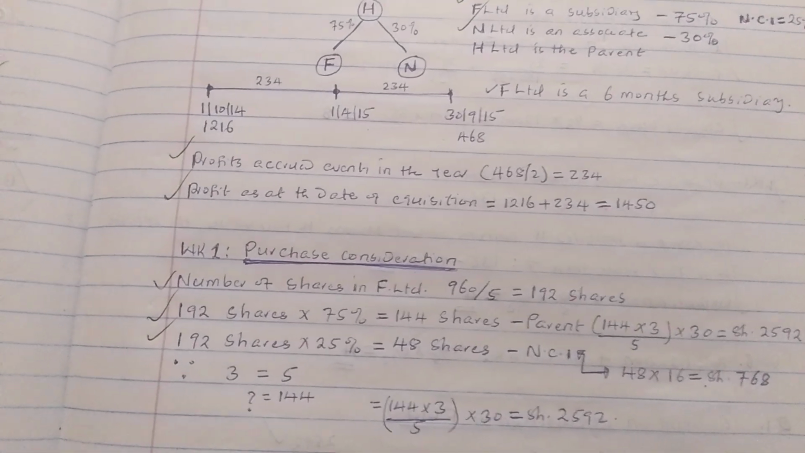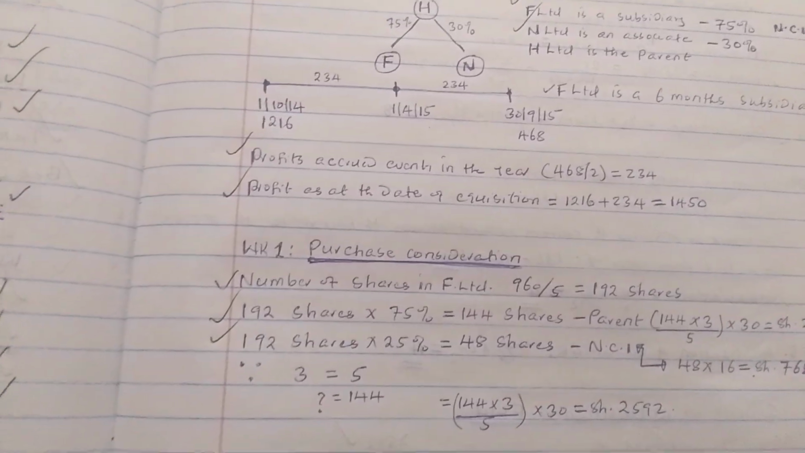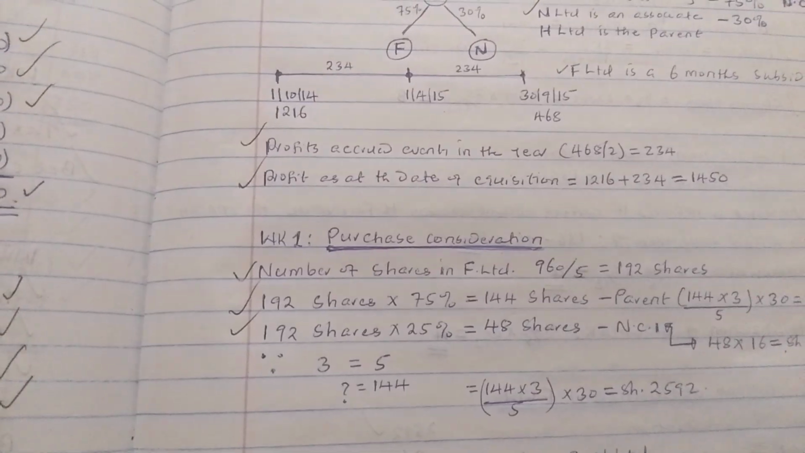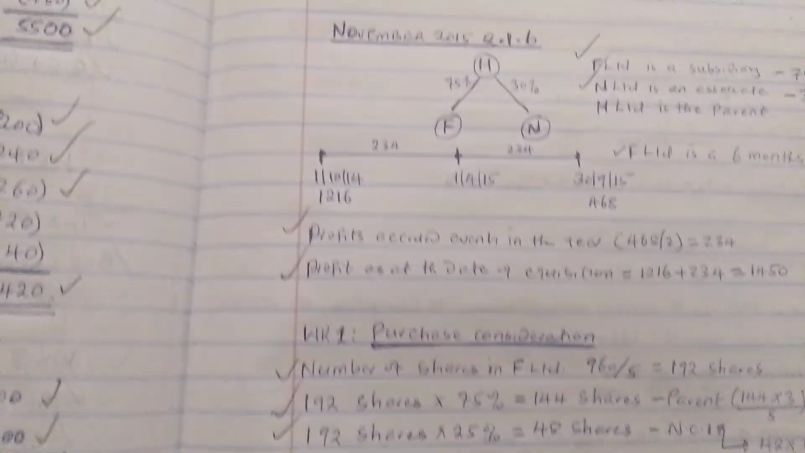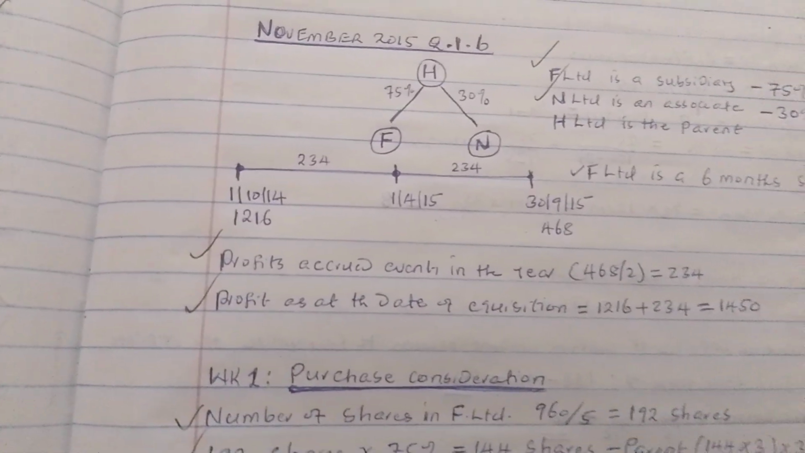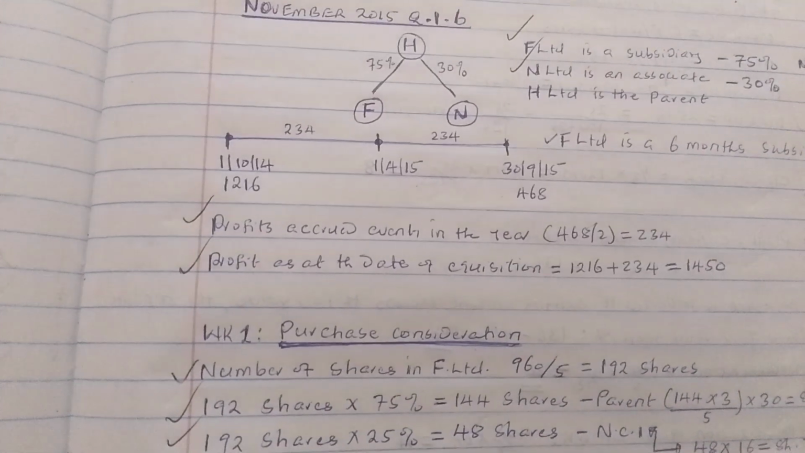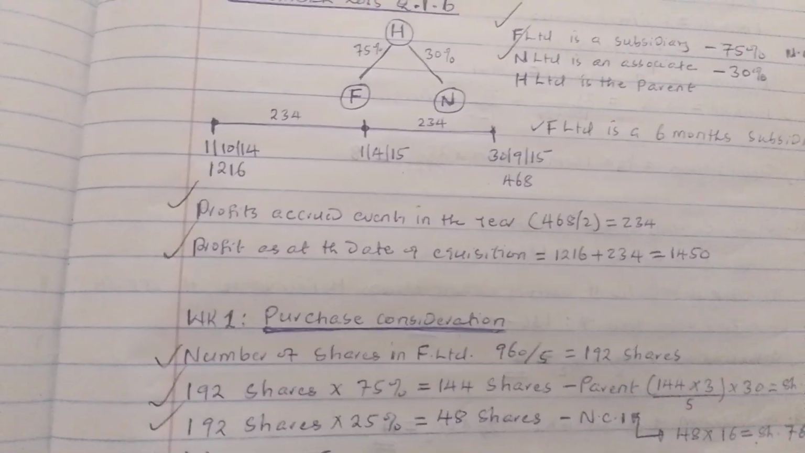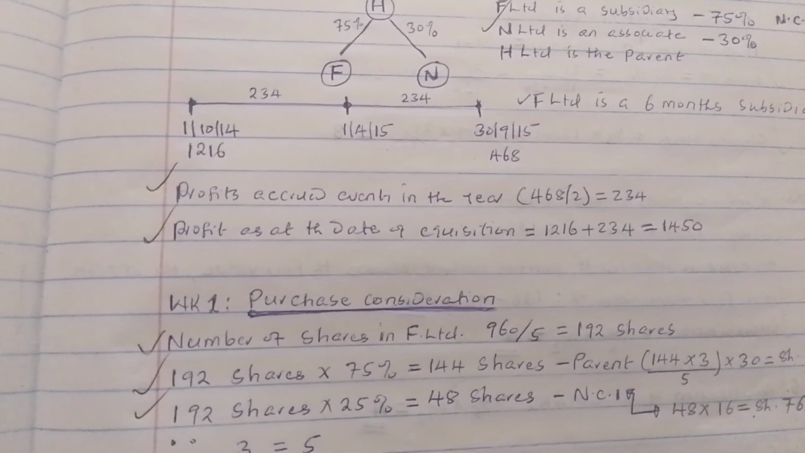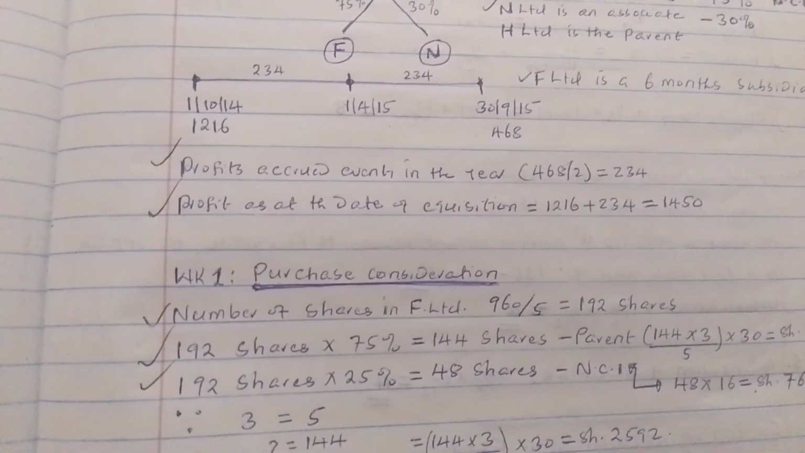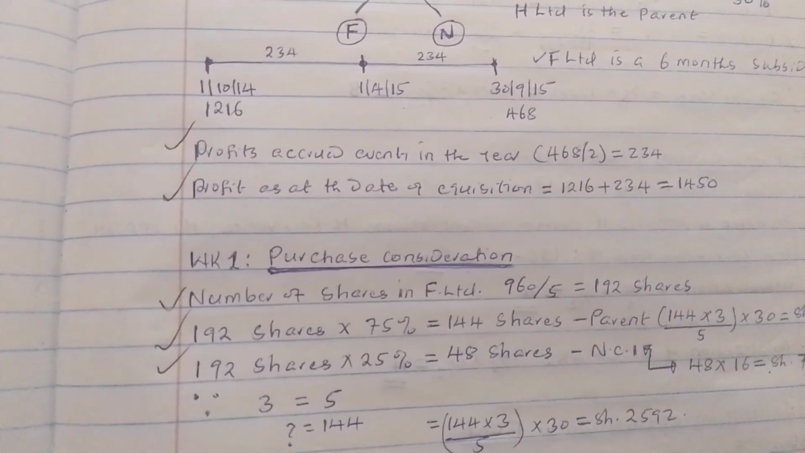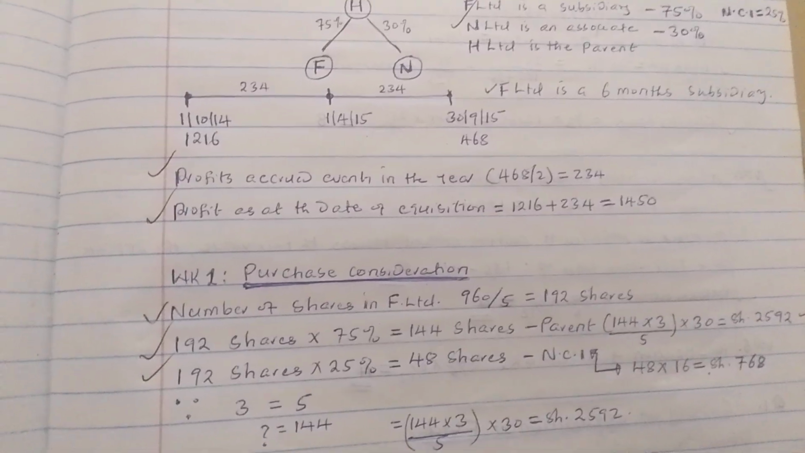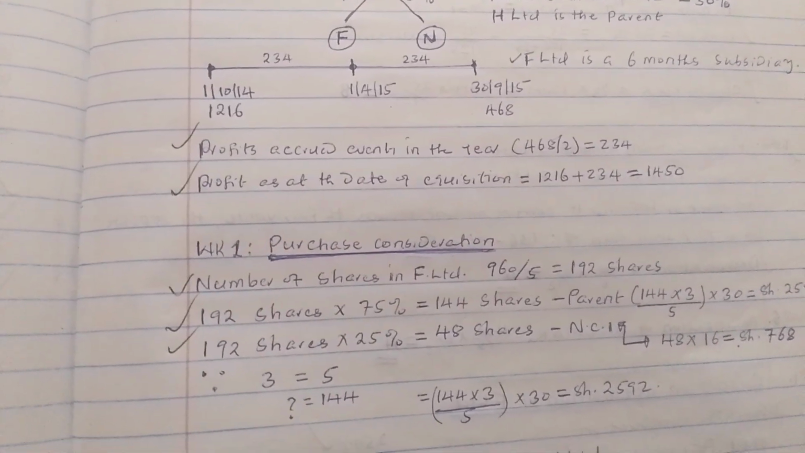H Limited is the parent. So we are given another analysis there showing that F Limited is a 6-month subsidiary because you can see that their year starts 1st October 2014 and they close their books on 30th September 2015. The date of acquisition for both the associate and the subsidiary was 1st April 2015.